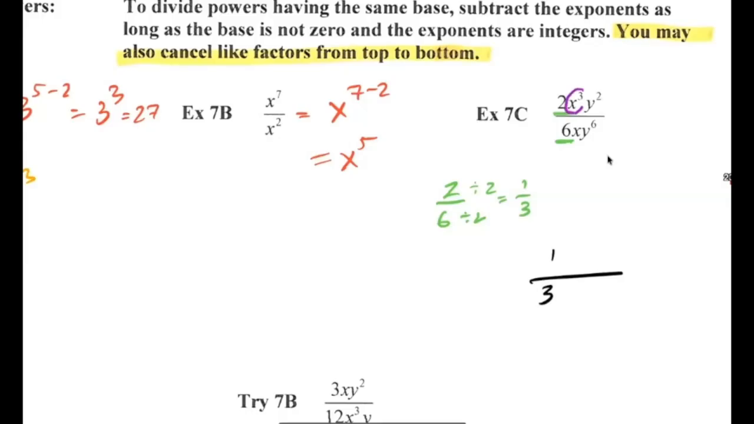We have x to the third over x. That's going to be 3 minus 1, which is x squared on top. And then we're going to have y squared over y to the 6. That is y to the 2 minus 6, which is y to the negative 4. We'll talk about that in a second.